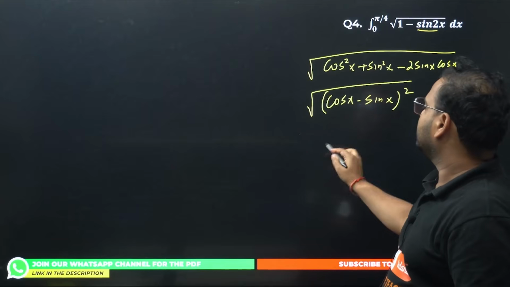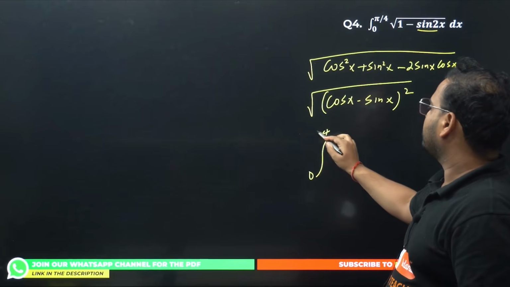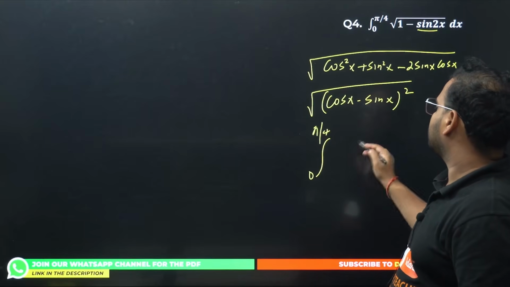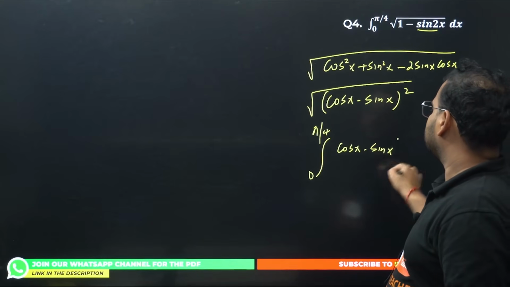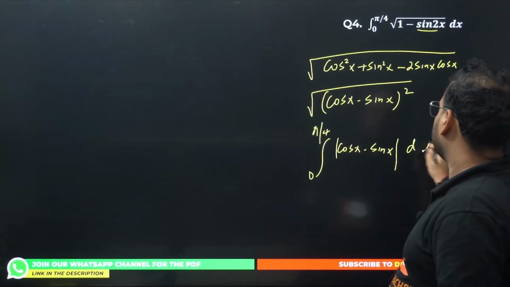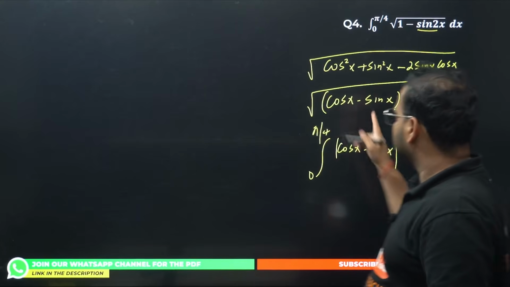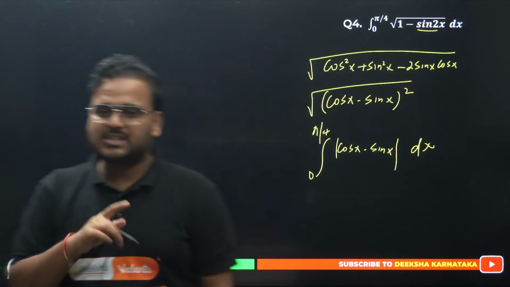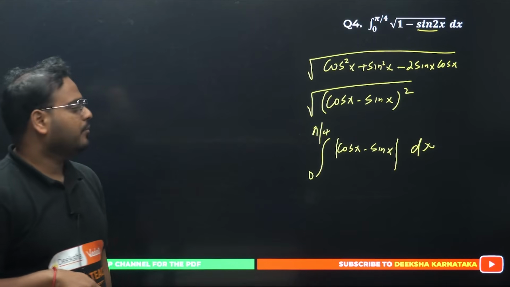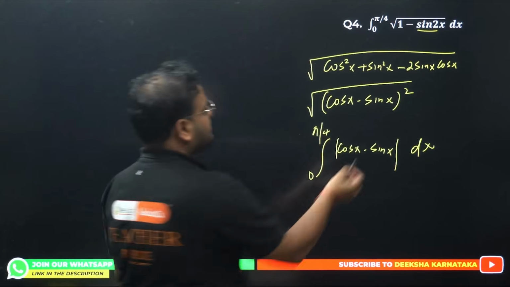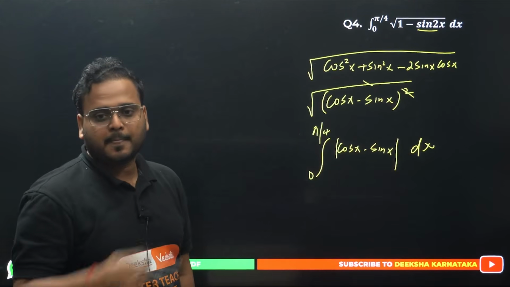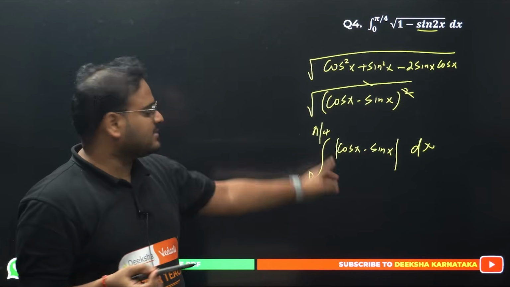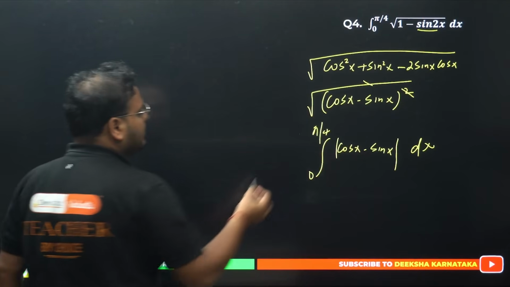Okay, what I get, 0 to pi by 4. This is cos x minus sin x in the modulus. Why in the modulus? Because if you're taking root, both plus and minus sign can come. So the root and the square cancel, being inverses of each other, and they will have plus and minus sign, cos x minus sin x. What's the limit? 0 to pi by 4.